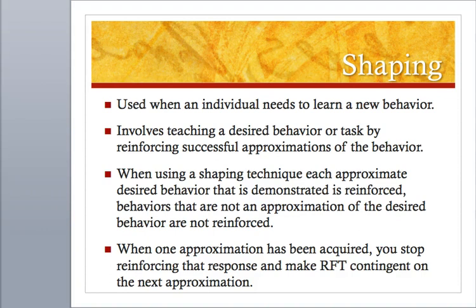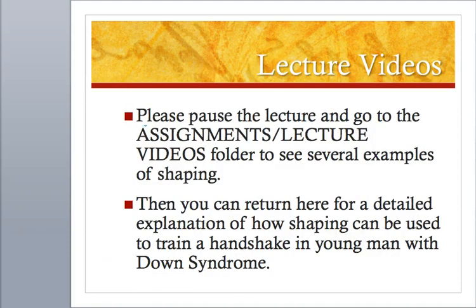And so success is ultimately achieved by reinforcing each of these successive steps toward that final behavior and then stopping the reinforcement and waiting for the next step toward that behavior until you finally get the behavior that you actually want. Okay, so I'm going to have you pause the lecture at this point and go to the assignments and lecture videos folder to see several examples of shaping. And then you can come back here and we'll go over a detailed explanation of how shaping can be used to train a handshake in a young man with Down syndrome.